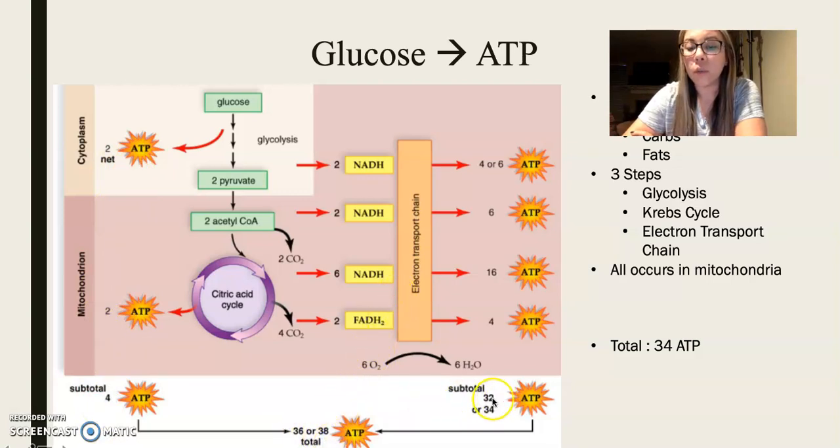Our subtotal, because we have to subtract the 2 we started with here, ends up being around 32 or 34 ATP. And so, like I said, glycolysis will go in our cytoplasm, and then everything else, like the citric acid cycle and electron transport, happens in the mitochondria.